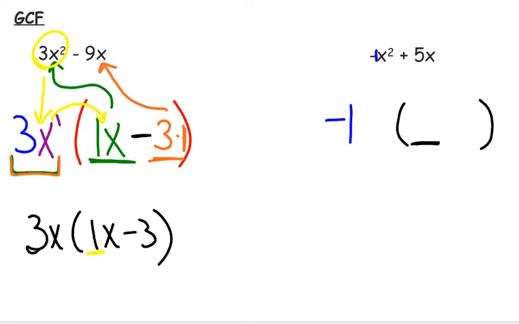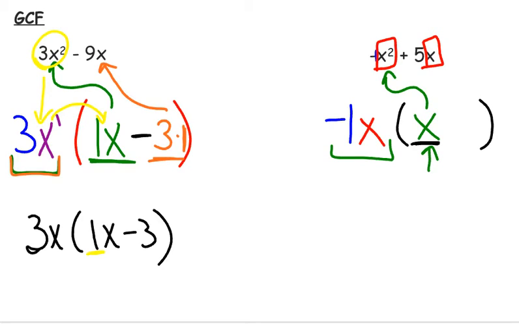So then I look at my x's. I got x squared, and I have an x. So again, just like the first one, I'm going to factor out just an x, and I repeat the process. Negative 1x times what will give me a negative 1x squared? Well, that's just going to be an x. Here's where you have to watch your sign.